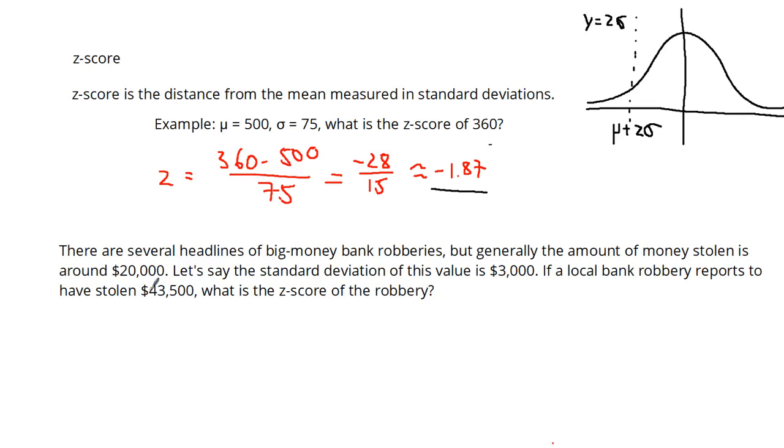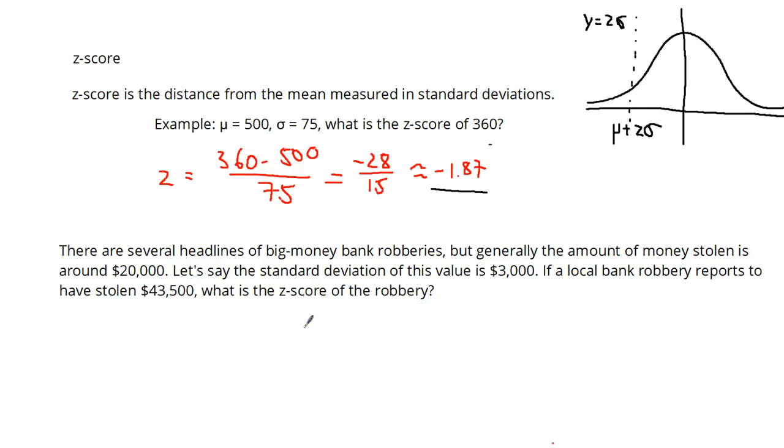There are several headlines of big money bank robberies, but generally the amount of money stolen is around $20,000, maybe $10,000 in some countries, or in the US, I heard. But let's say the standard deviation of this value is about 3,000. So most robberies are between 14 and 26,000.